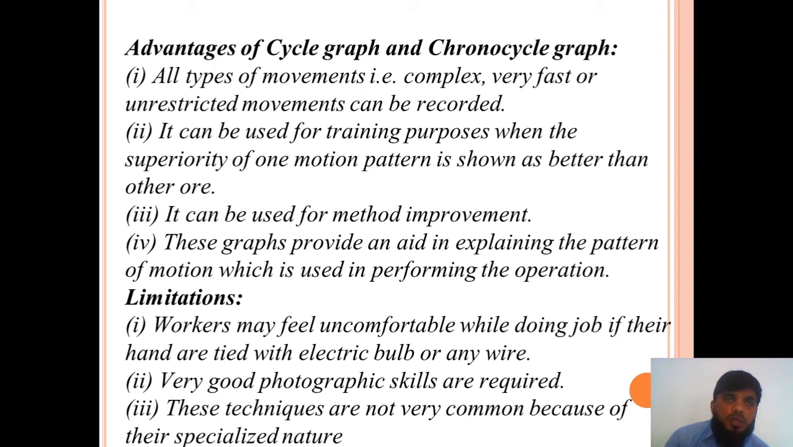from the job shop to the delivery, or from the raw material to the finished product, how it is going to happen. Now the limitations: when you are attaching a light to any part of the body, either a small light or some extra thing added to the labor, he will not be able to work freely because he is attached with some extra things on his body.